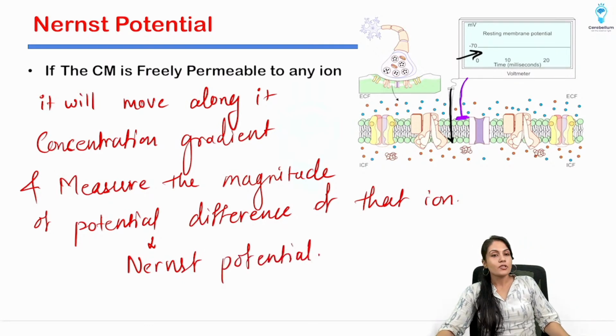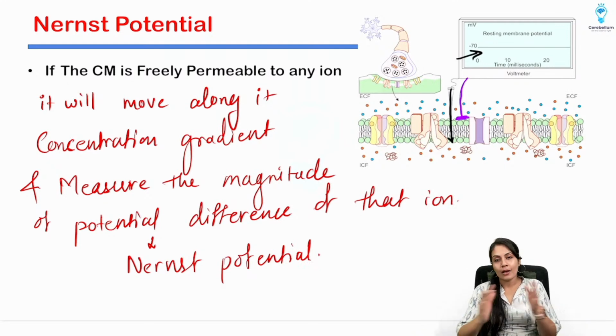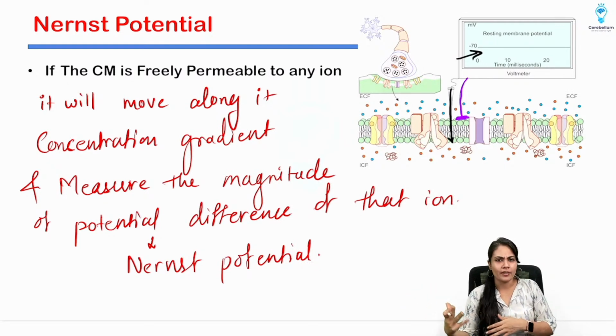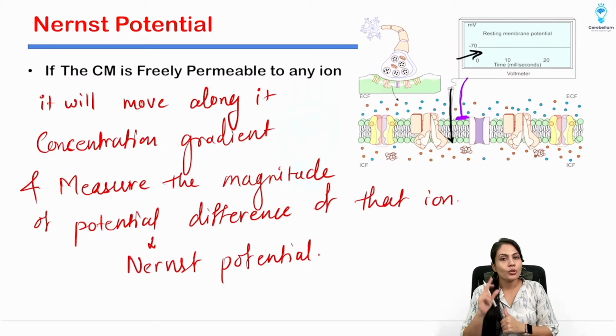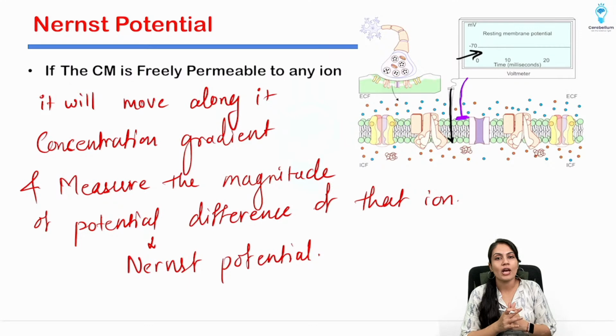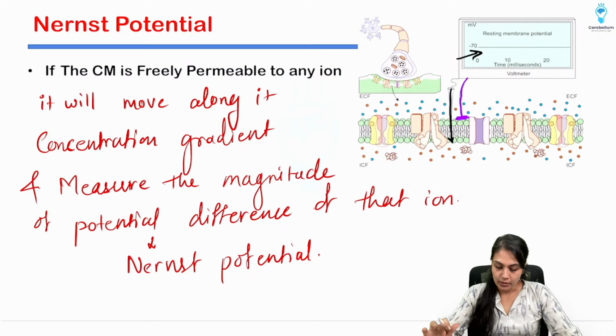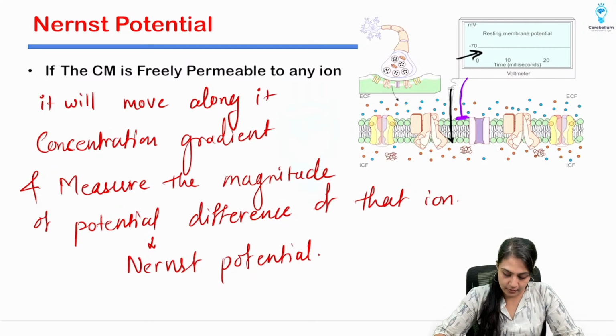Okay, so it is as simple as that. Allow the ion to move and check what is the difference, and we have to take the magnitude. The only condition over here is you should allow it to move freely. There are no other ions inside. There is no outside or inside force which is hampering its permeability, right? So this is called Nernst potential.